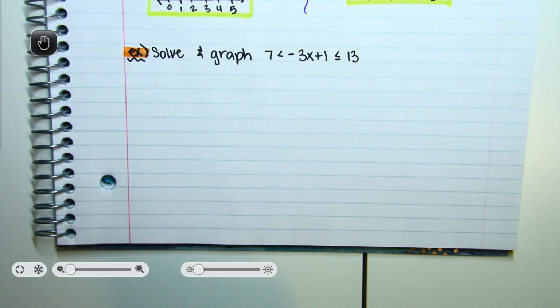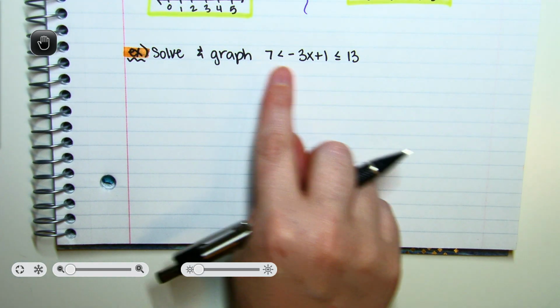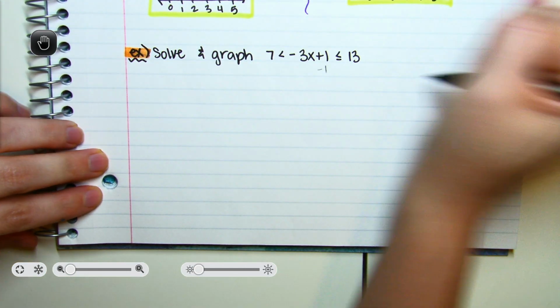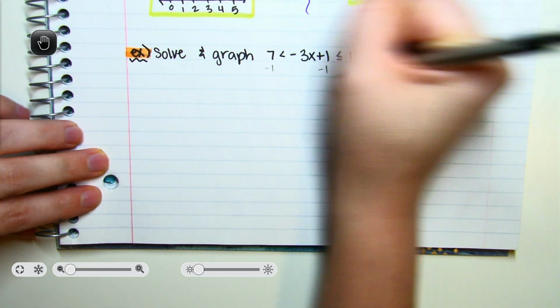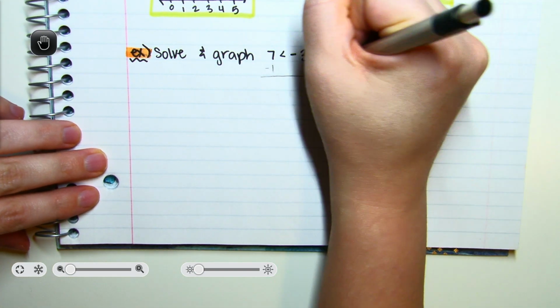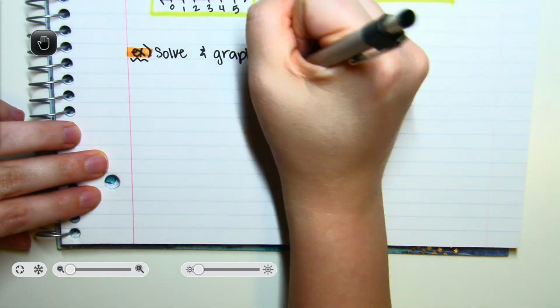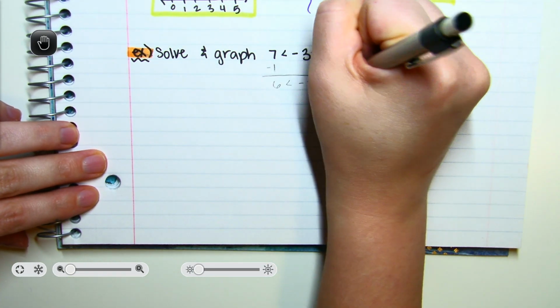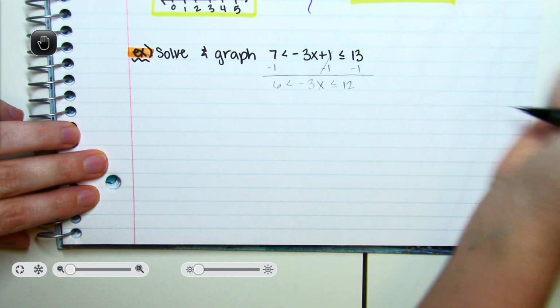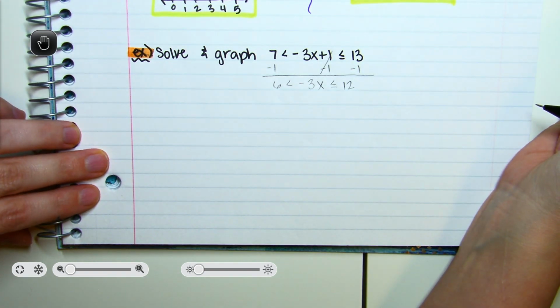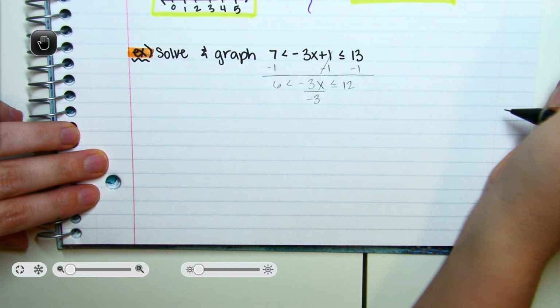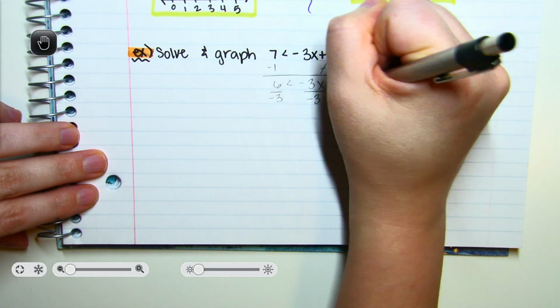The only difference is now we're doing it to the left, middle, and right. So I'm going to subtract 1 from the middle, from the left, and the right. Keep it balanced. So then I have 6 is less than -3x is less than or equal to 12. Now I need to divide everything by -3. Middle, left, right.